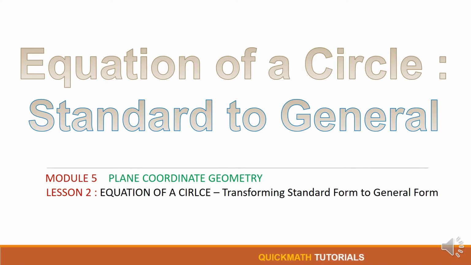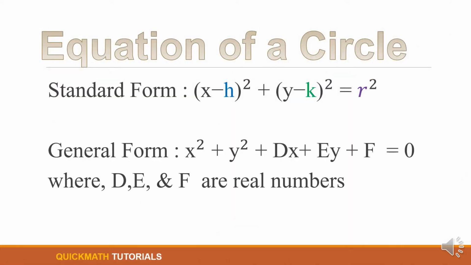Today, we are going to learn about the equation of a circle, standard to general. For this session, we will transform the equation of a circle from standard form to general form, where the standard form is the square of x minus h plus the square of y minus k equals r squared, and the general form is x squared plus y squared plus dx plus ey plus f is equal to 0, where d, e, and f are real numbers.